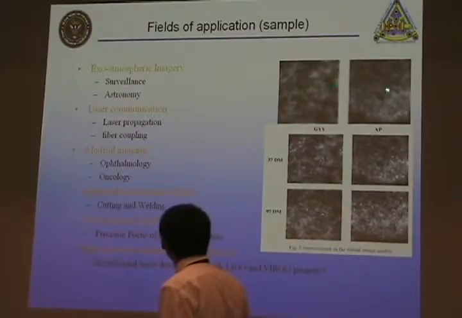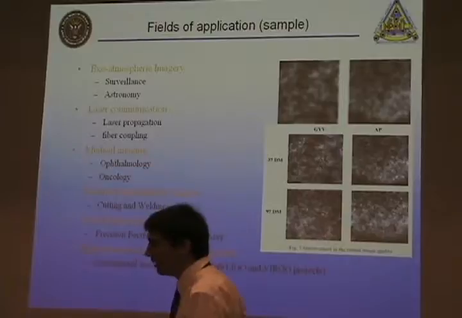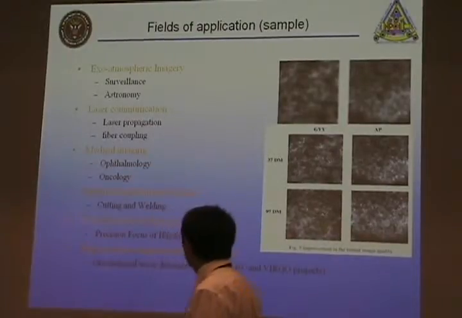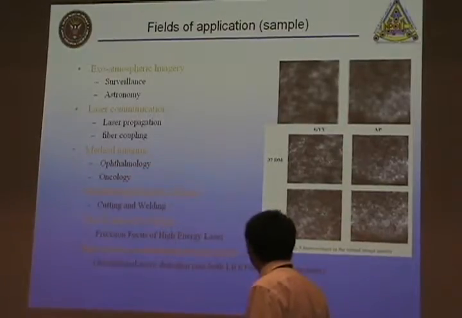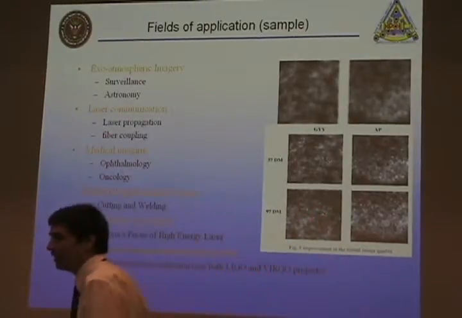And basically, these are the standard images that you get. And this is using a 37-element deformable mirror to correct. And this is a 97, so you can start seeing the cones on the person's retina.